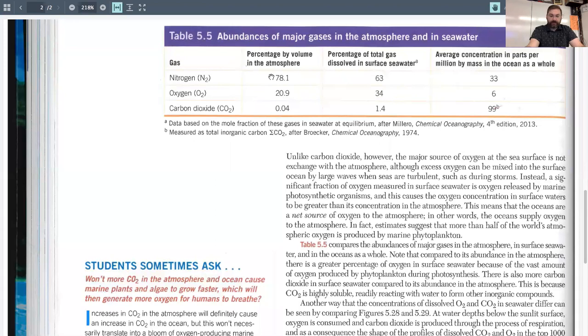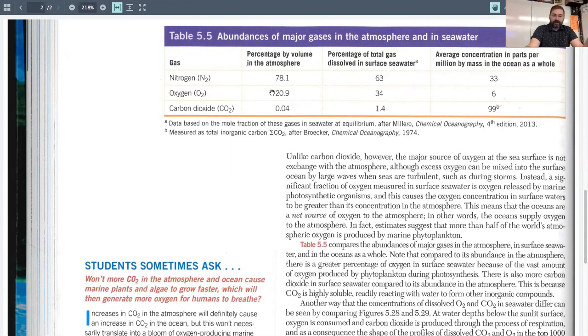And it turns out that of all the nitrogen gas that's on the earth, the vast majority of it is in the atmosphere. The air you're breathing right now is about 78% nitrogen, about 21% oxygen, and very, very little carbon dioxide. So the gaseous atmosphere is mostly composed of nitrogen, has some oxygen.